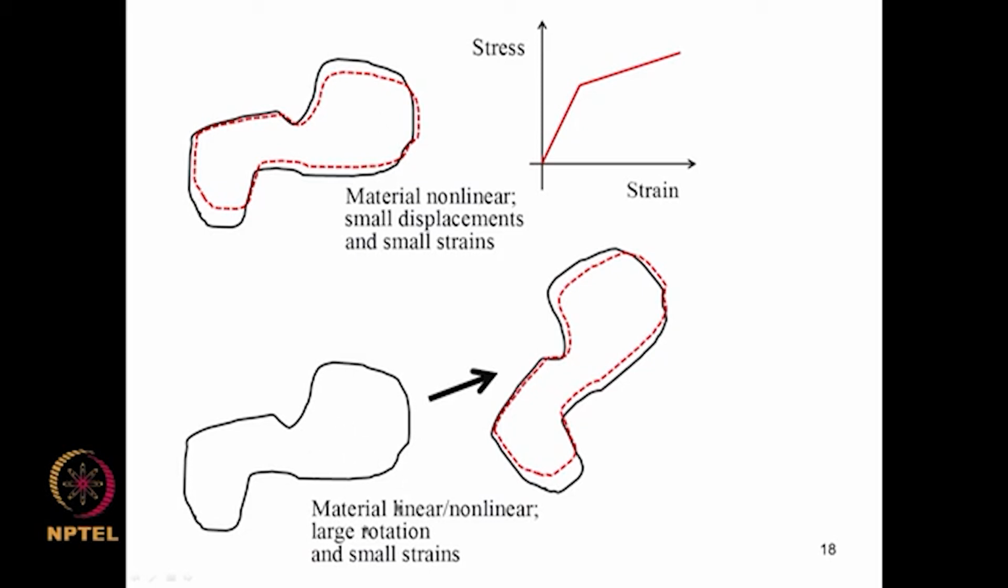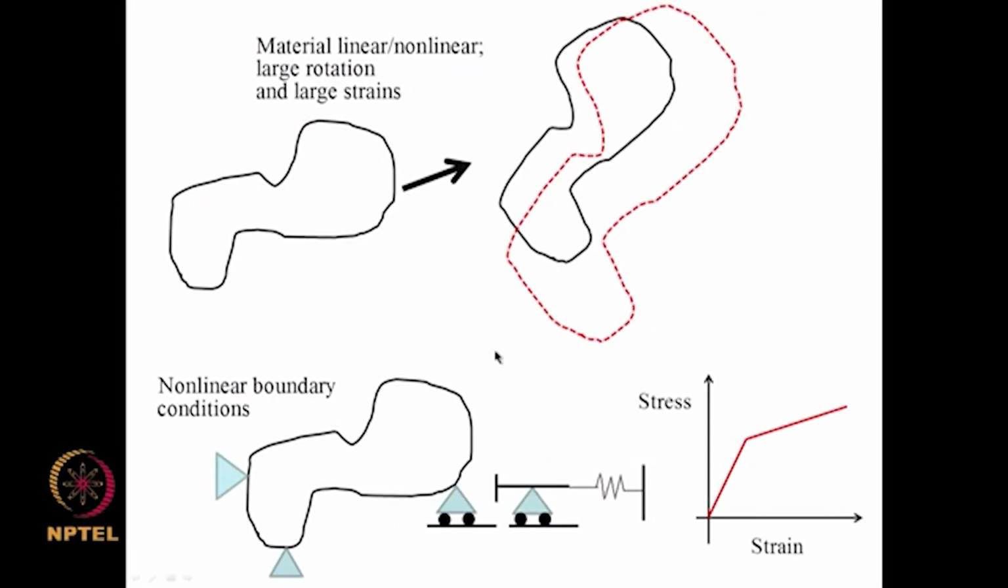In the other type of behavior, material may be linear or nonlinear, but large rotations will occur and there are small deformations. So, there are small strains, but large rotations. Now, of course, one can have large rotations as well as large strains. So, these are the most difficult problems to deal with.